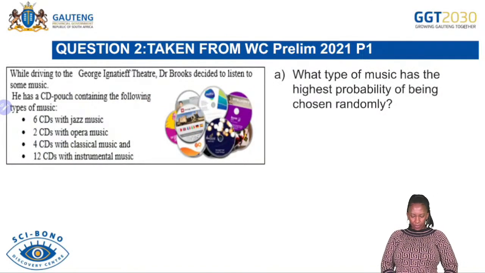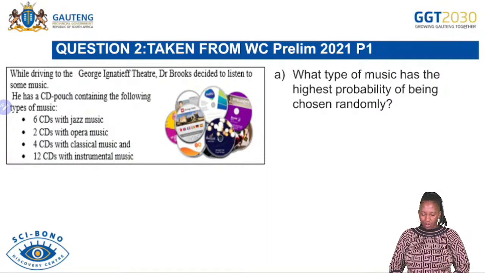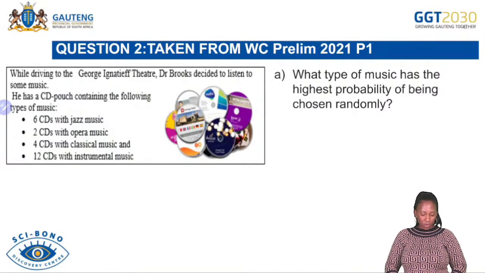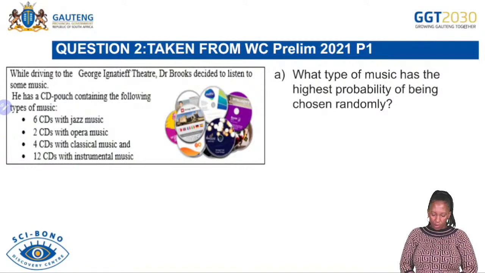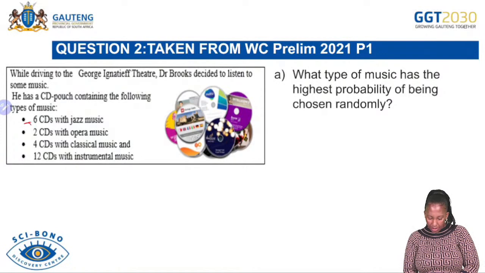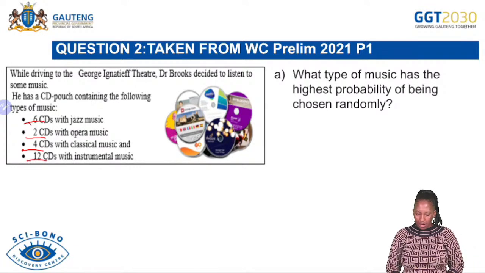Boys and girls, let's have a look at this one. While driving to Ignative Theatre, Dr. Brooks decided to listen to some music. He has a CD pouch containing the following types of music: 6 CDs containing jazz, 2 CDs with opera music, 4 CDs with classical, and 12 CDs with instrumental music.